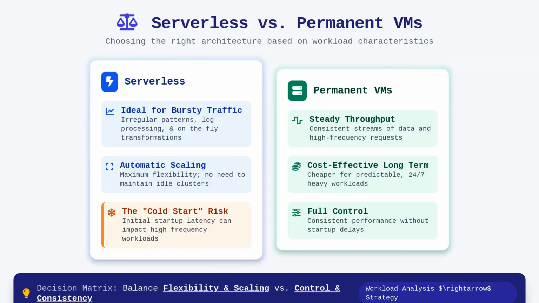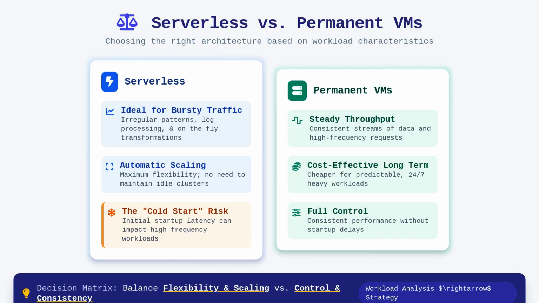Determining when to use serverless versus permanent virtual machine instances requires a careful analysis of your application's workload characteristics and predictability. Serverless is often the superior choice for functions that exhibit bursty or irregular traffic patterns, such as processing logs, performing on-the-fly data transformations, or powering backend APIs. Because these types of operations can happen unpredictably, maintaining a cluster of virtual machines to handle potential peaks is often an inefficient use of resources.